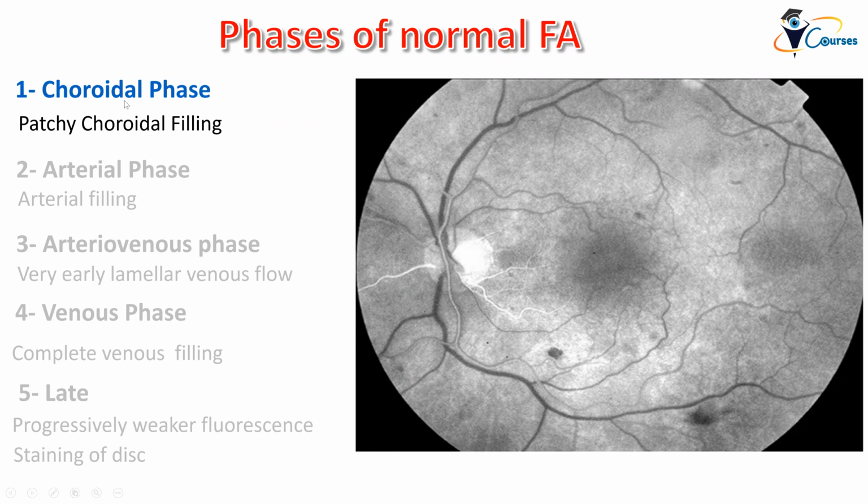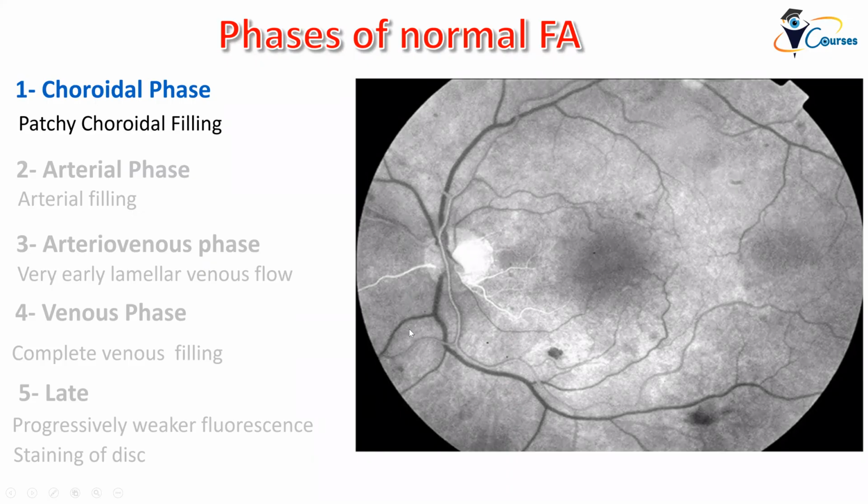Okay, so starting with the choroidal phase, you see that the fundus is showing patchy filling. There is a granular, grayish appearance of the fundus. This is due to the fenestrations in the choriocapillaris, and this is due to leakage from the choroidal capillaries in the early phase of the fluorescein angiography.